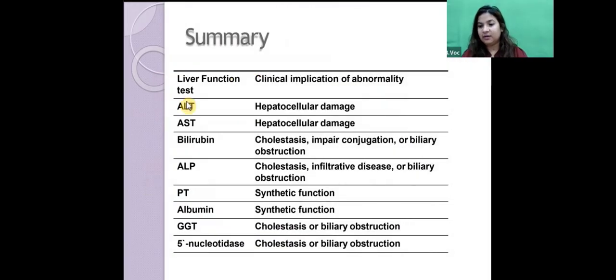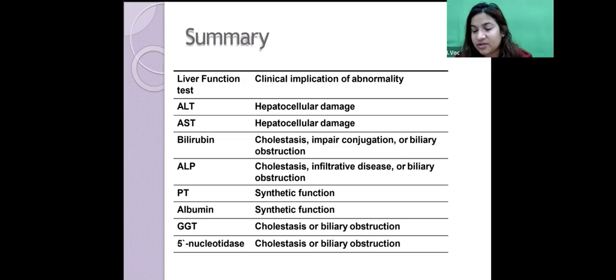So let's sum it up. ALT tells us about hepatocellular damage. AST also tells us about hepatocellular damage. The bilirubin assay gives us a fair idea about cholestasis and impaired conjugation or biliary obstruction of the liver. Then the ALP is there to give us an idea about the synthetic function performed by the liver, whether the liver is performing its synthetic function well or not.